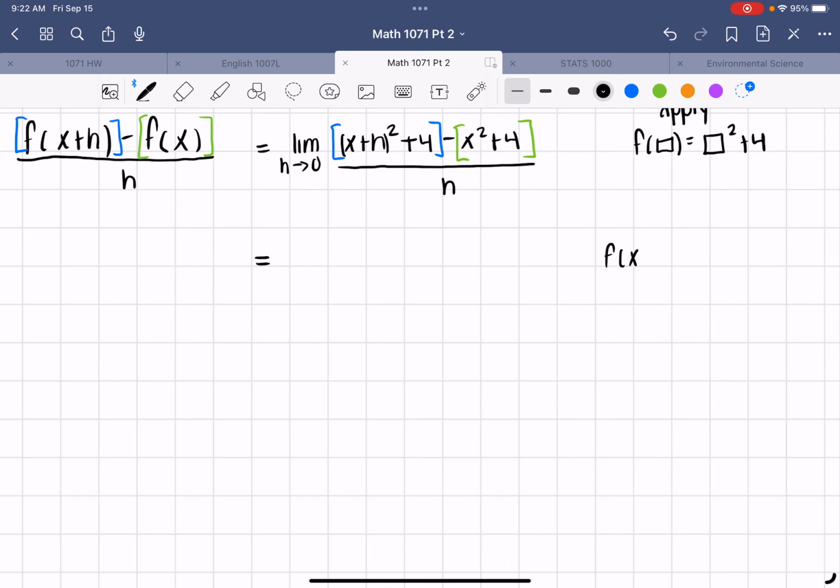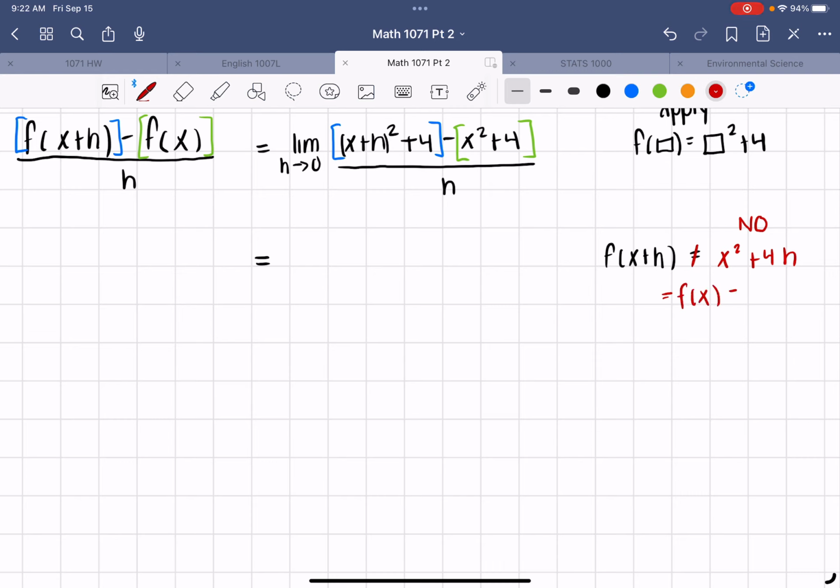No. You see, what they've done is that they've done f of x, but they've added on the h. f of x plus h is not the same thing as f of x plus h. That's not f of x plus h. Are we okay?